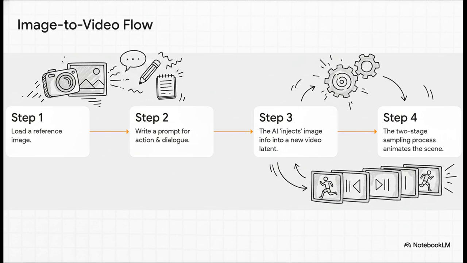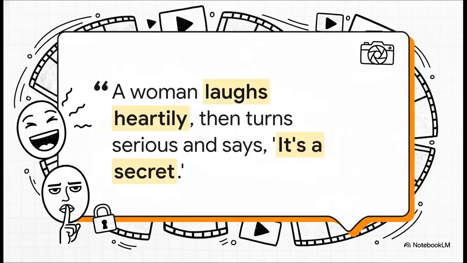The AI then basically injects all the visual info from your picture into the video's core blueprint, what the pros call the latent space. And from there, that two-stage sketch and paint process we talked about takes over to animate the whole scene. And the results you can get are just wild.